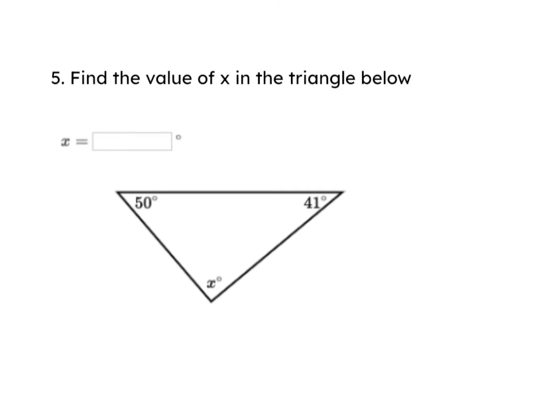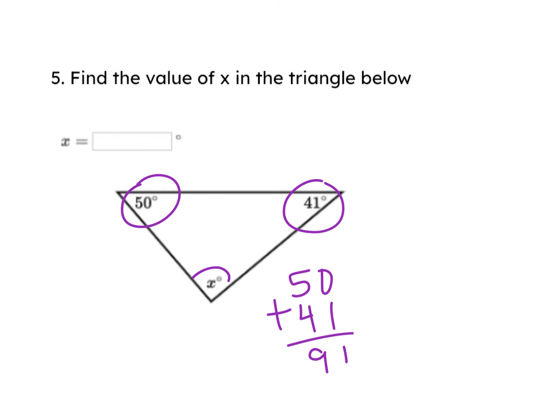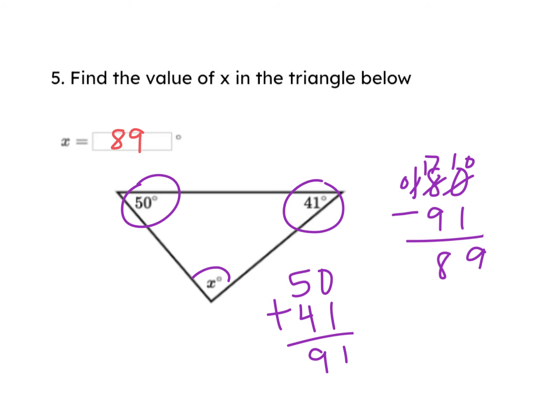Question 5, find the value of x in the triangle below. Well, we know that all three of these angles, when we add them together, have a sum of 180. So I would add 50 and 41, which is 91. And then you go ahead and subtract that from 180, whatever method you choose to do. So that's going to be 89 degrees. So 89 degrees.